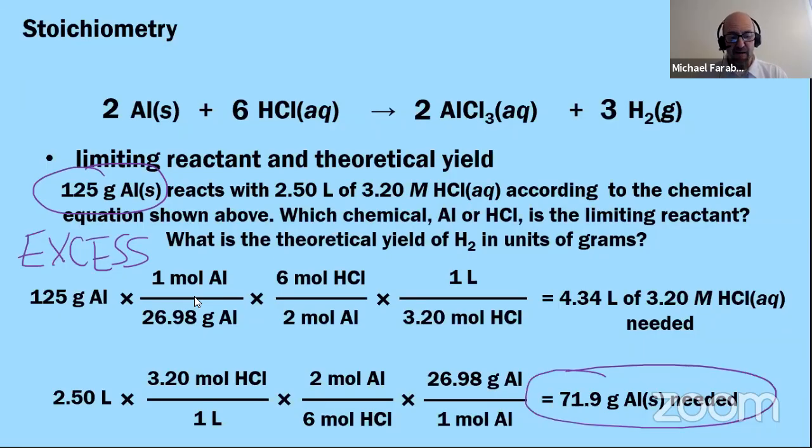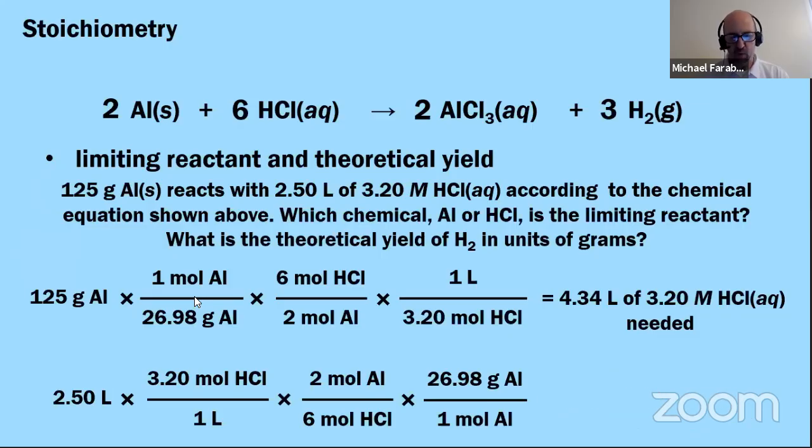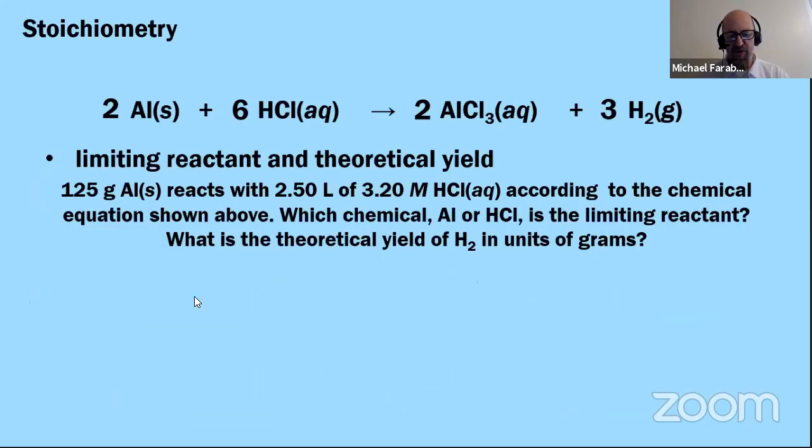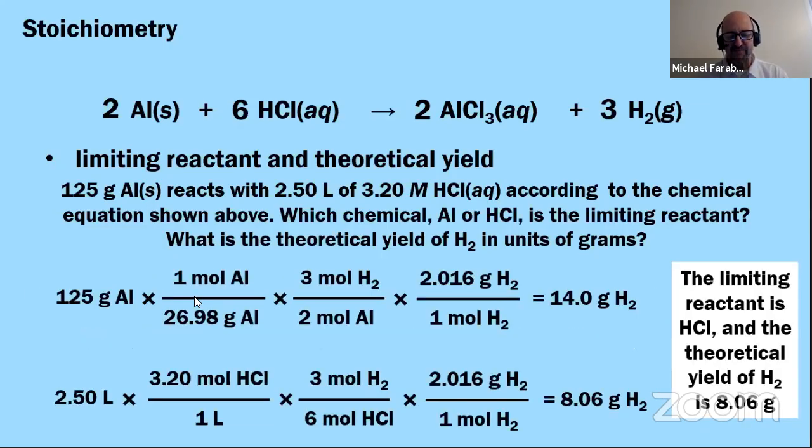Now I like both methods. They're both fine methods. I think I have a slight preference for the method that I showed you first. And the reason I like this method is because if the question follows up with the theoretical yield, then you already have those numbers right there. You've already done the work.